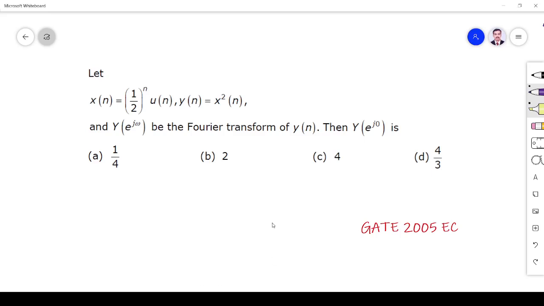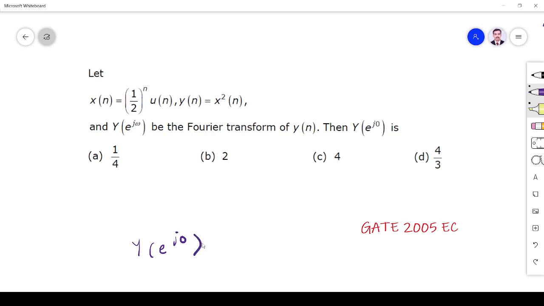Hi friends, in this video let us solve a Fourier transform related question asked in GATE 2005 EC. Let x of n is equal to 1 by 2 power n u of n, y of n is nothing but x squared n, and Y of e power j omega be the Fourier transform of y of n. What is Y of e power j0? So we have to find Y of e power j0.